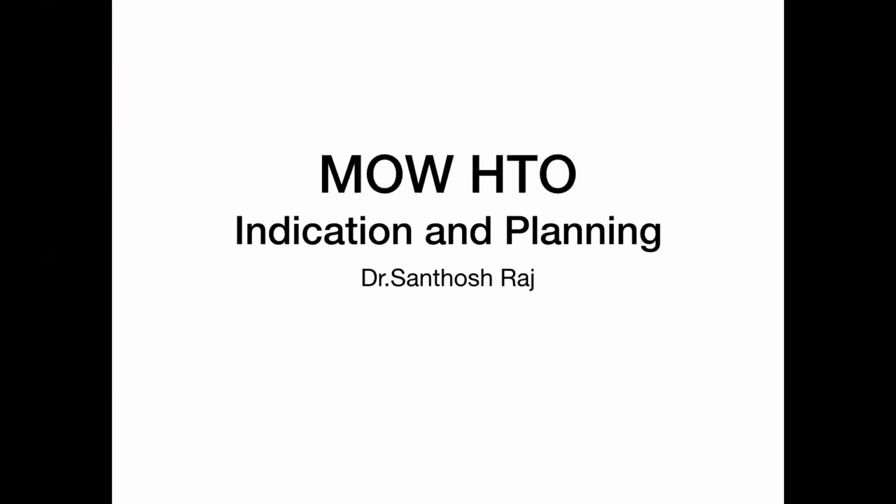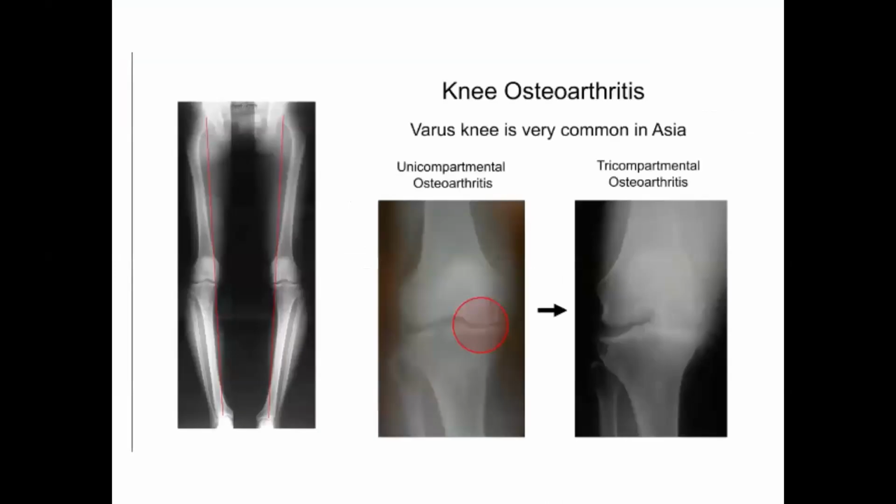Today we are going to talk about medial open wedge tibial osteotomy: indication and planning. Knee osteoarthritis is very common with age, and this is due to articular cartilage damage. Varus knee is very common in the Asian population. In varus knee, it may be unicompartmental osteoarthritis or tricompartmental osteoarthritis.